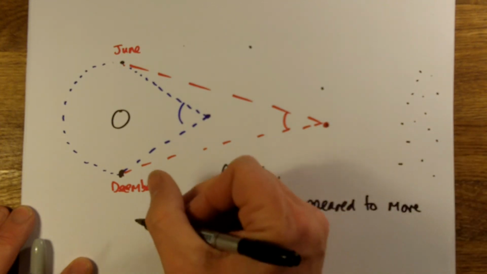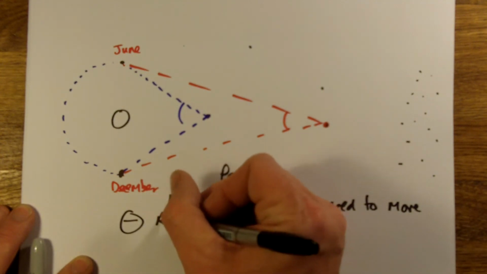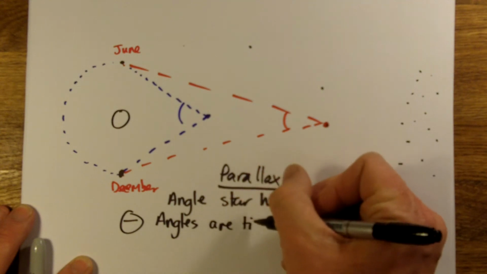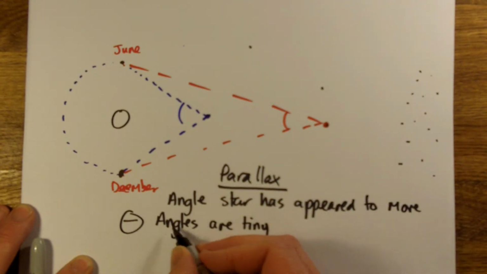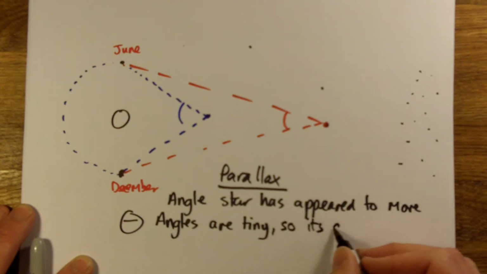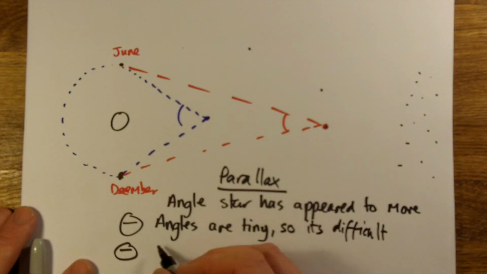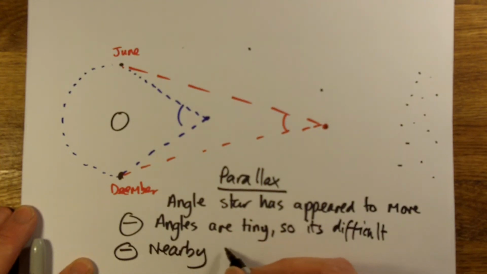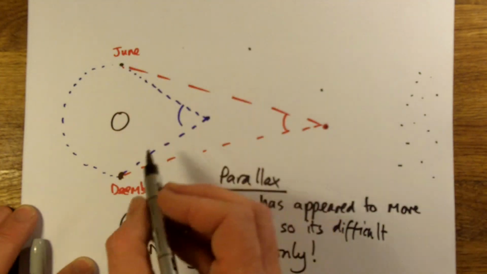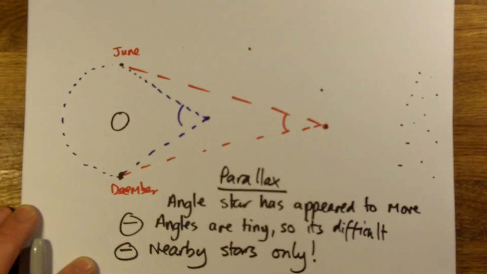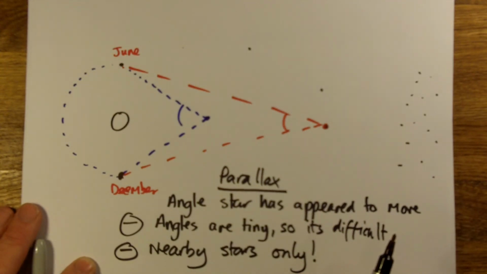Now the problem with this method, one of the downsides, is that the angles are tiny, and therefore it's very difficult to do accurately and with any degree of confidence. The other downside of this method is it only really works if the stars are quite nearby. If the stars are a long, long way away, we need another method. So, parallax: look at the star again 6 months later, work out what kind of angle it's moved through, and then you can work out how far away it is. However, angles are very, very small. We're talking about fractions of 1/1000th of a degree difference, and it only works for nearby stars. More distant stars we would struggle to see.